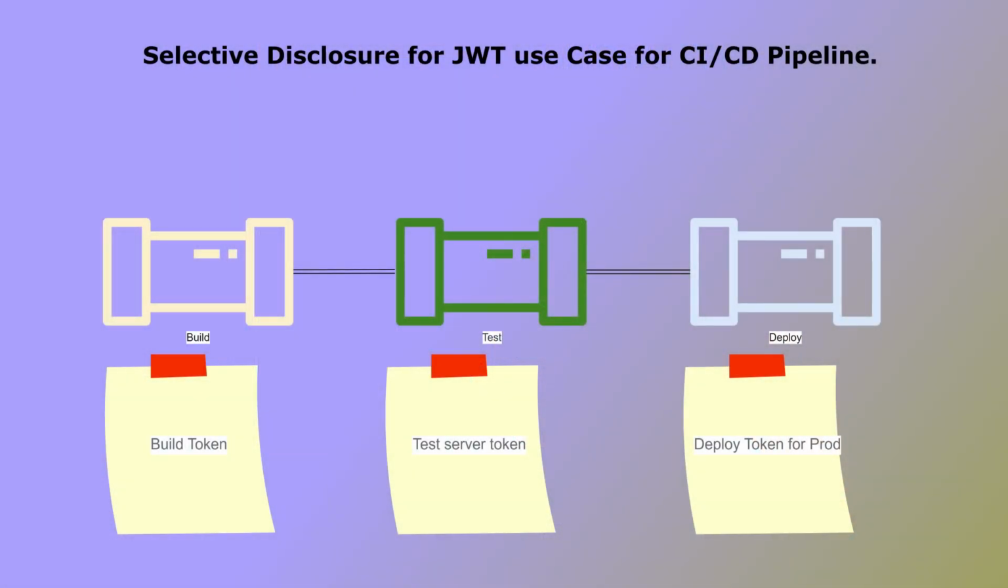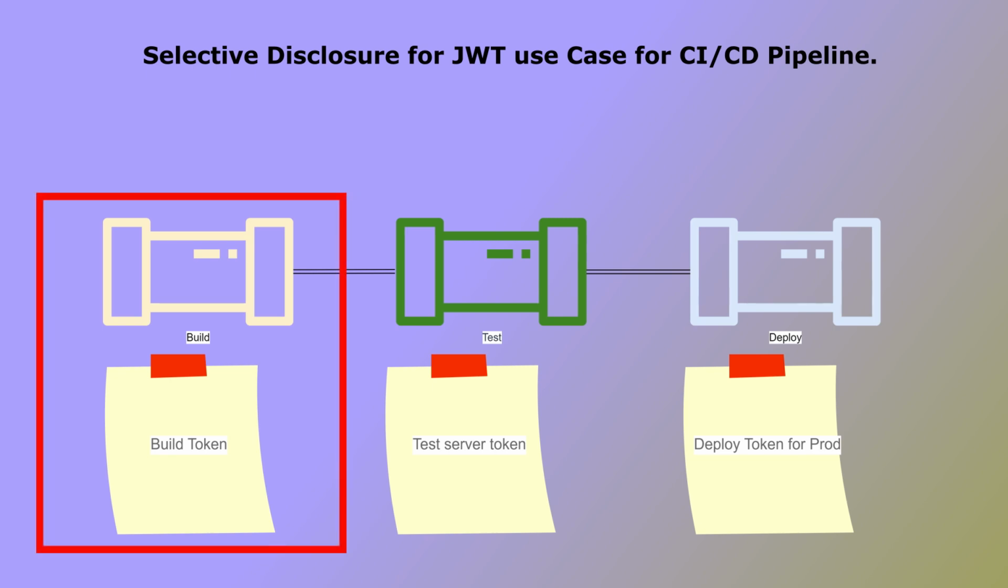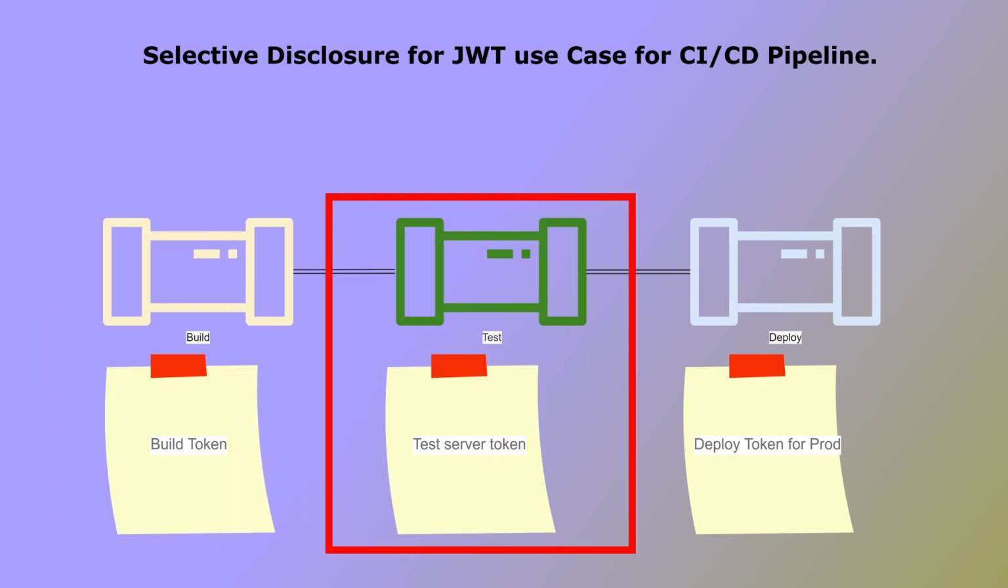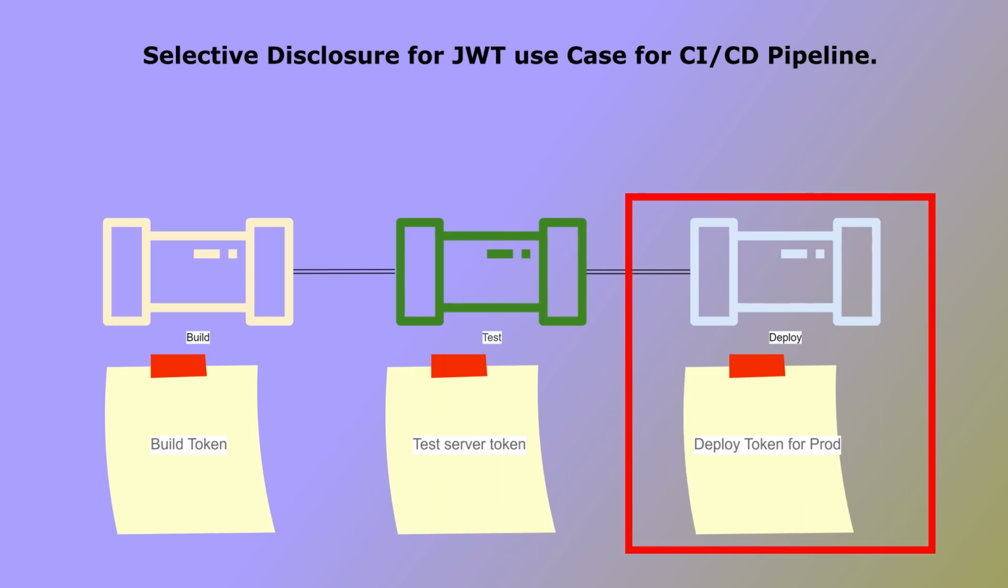For example, let's say you have a three-stage pipeline: build, test, and deploy. For build, the system may only need information on whether the DevOps engineer has permission to run the build. For test, the system might need additional info on the engineer's permission to run the test. And for the deployment, the system might need the engineer's level of authorization to deploy to a particular environment. This way, we've minimized the information leakage about the DevOps engineer through the pipeline and maintained a high level of security and privacy.